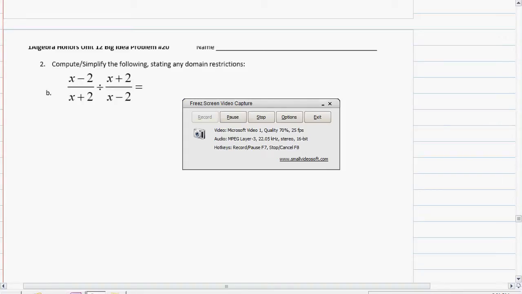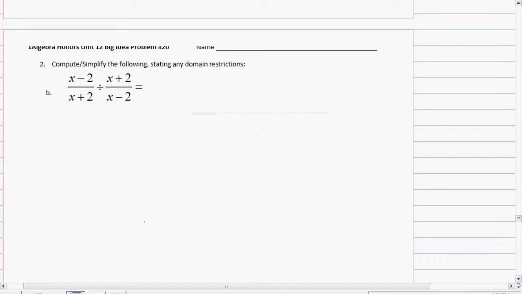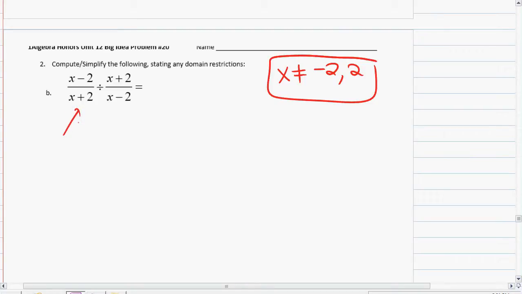Compute, simplify the following, stating any domain restrictions. Well, it's already factored, so I can state my domain restrictions as x cannot be -2 or +2, because -2 makes the first fraction negative or 0 divided by 0, and 2 makes the second one divide by 0. So again, I don't look at the numerator at all to make those decisions, just the denominator.